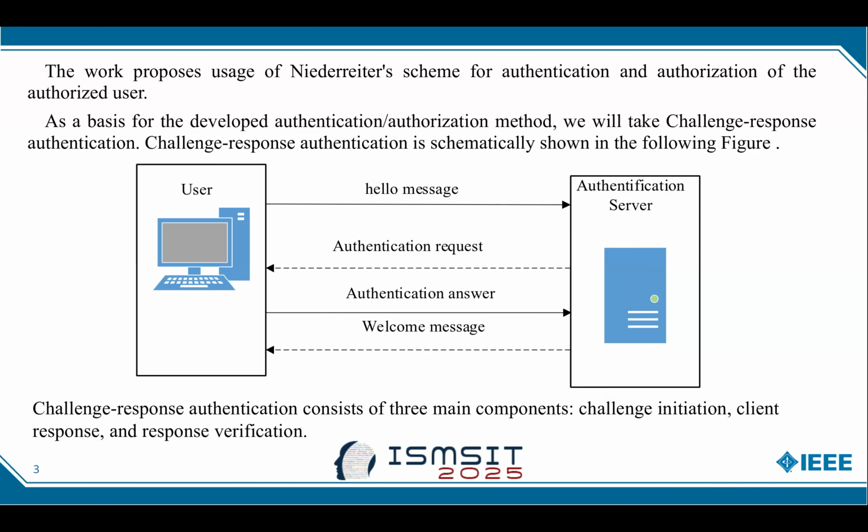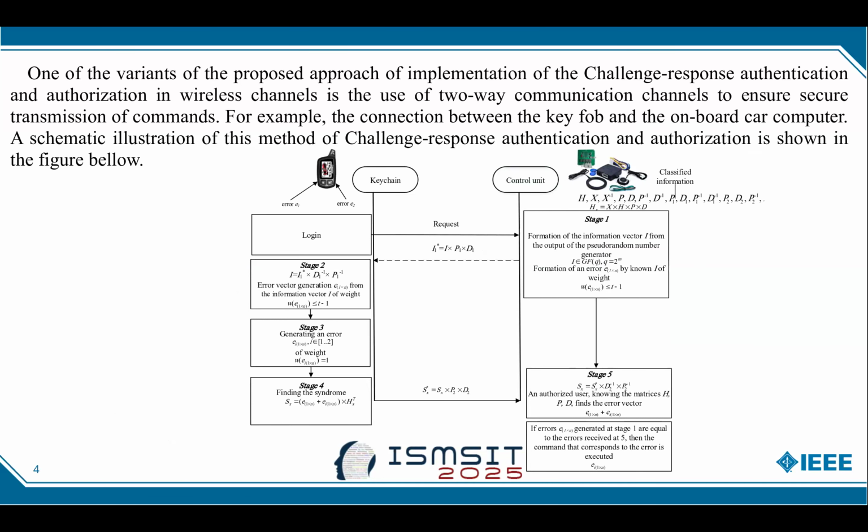verification of the response. One of the variants of the proposed approach to implementing challenge-response authentication and authorization in wireless channels is the use of two-way communication channels to ensure secure transmission of commands. For example, the connection between a key fob and the onboard car computer. A schematic illustration of this method of challenge-response authentication and authorization is shown in the figure below.